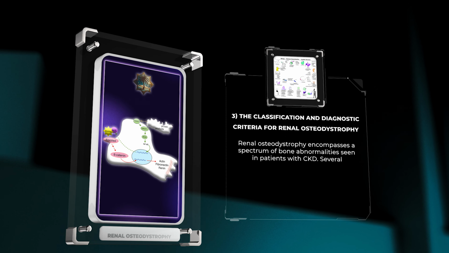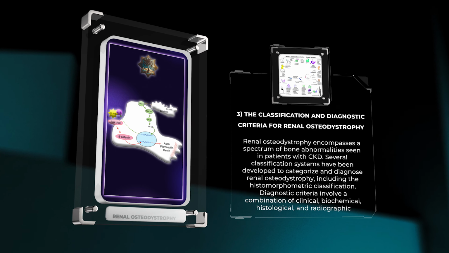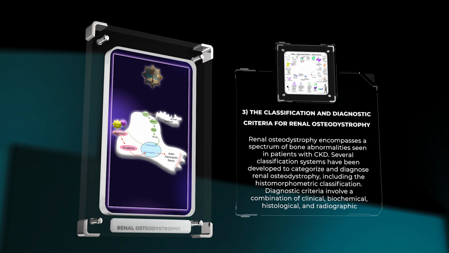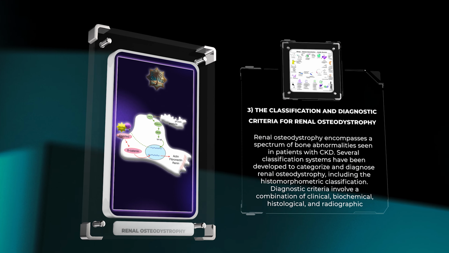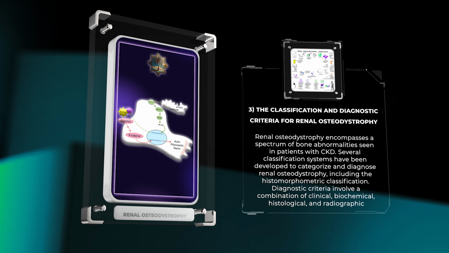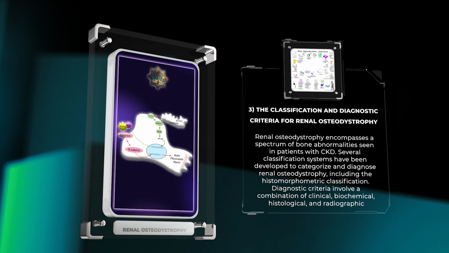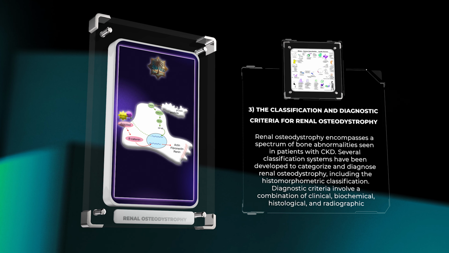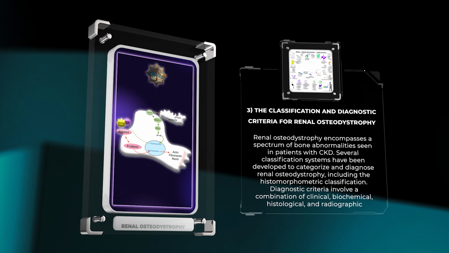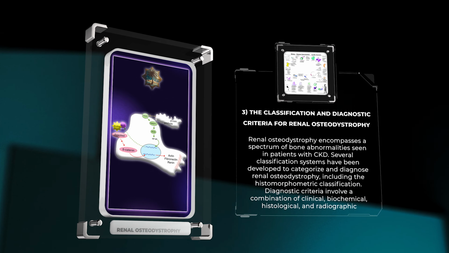Renal osteodystrophy encompasses a spectrum of bone abnormalities seen in patients with CKD. Several classification systems have been developed to categorize and diagnose renal osteodystrophy, including the histomorphometric classification. Diagnostic criteria involve a combination of clinical, biochemical, histological, and radiographic parameters.